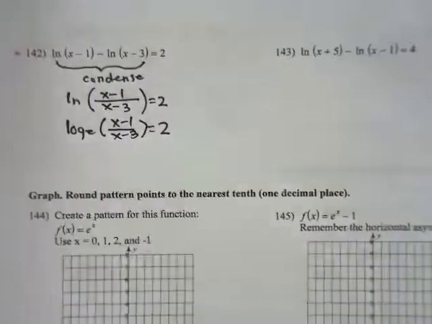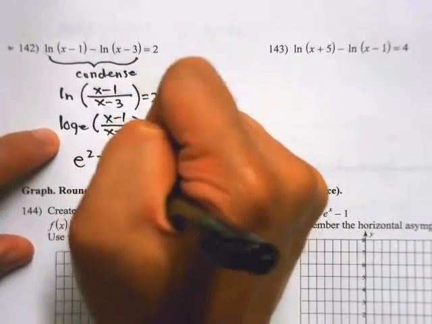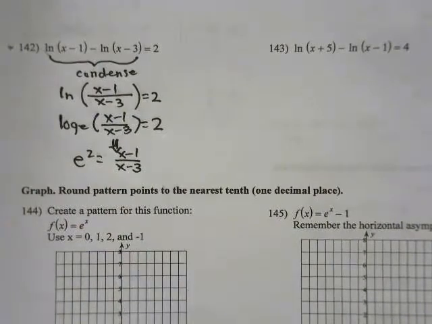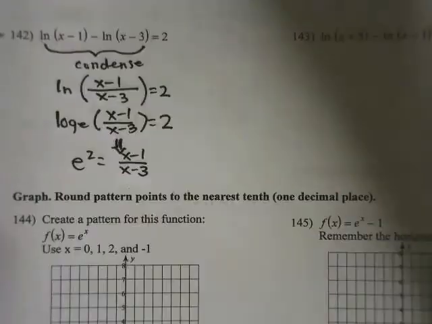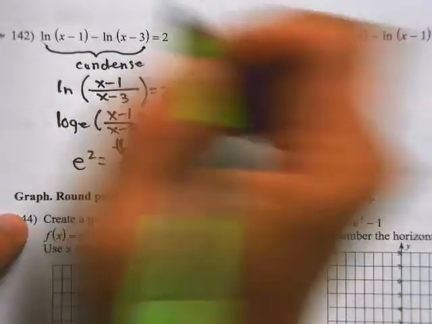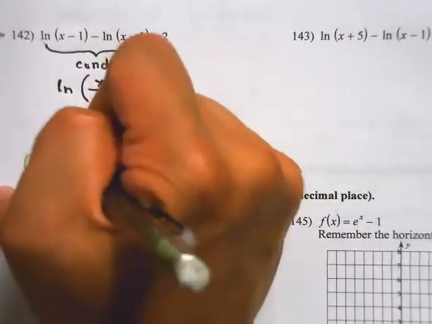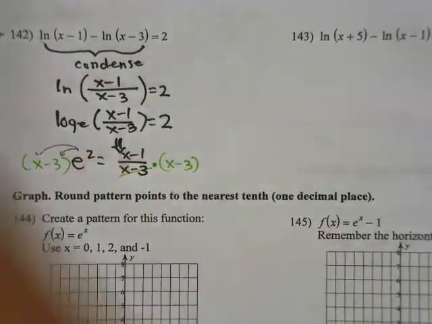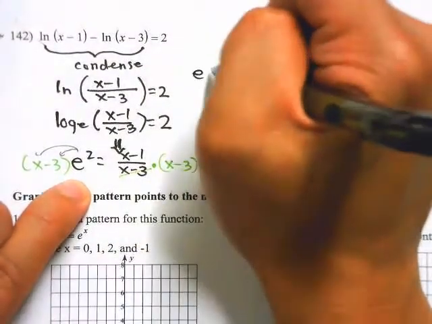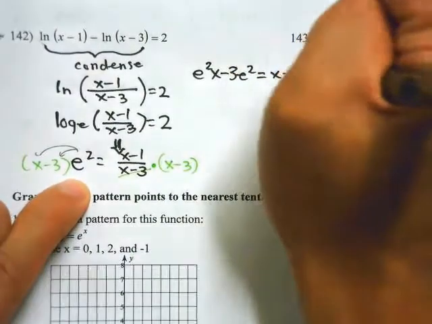Okay, let's change this into exponential form. So this is going to be e squared is equal to x minus 1 over x minus 3. Remember, we're trying to solve for x. I don't like this denominator, so I want to get rid of it. I'm going to multiply both sides by x minus 3, and I think I'm going to distribute as well. Remember, e squared is still a number, so I'm going to put that in front of the x. e squared x minus 3e squared is equal to x minus 1.